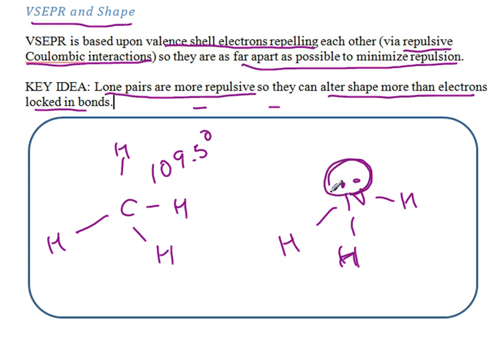As you add more lone pairs to a central atom, it causes the bond angle to crunch down. So the bond angle no longer is 109.5. It's closer to basically 107, because the lone pairs of electrons are more repulsive. So the bonds you see here will basically be pushed down more. And that's the whole idea behind the VSEPR theory and shape.